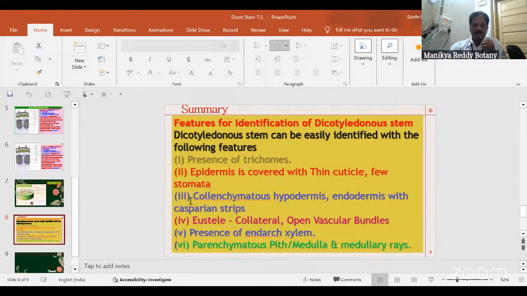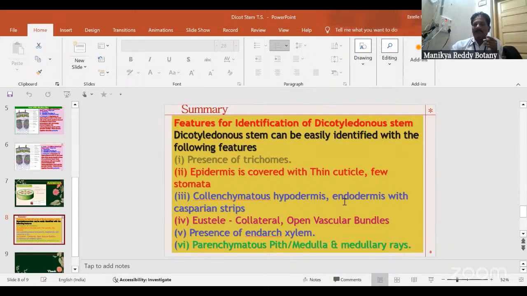This is about epidermis. And hypodermis is generally made up of collenchymatous tissue. As we were discussing earlier, the hypodermis is the outermost layer of the cortex. It is a few-celled structure. It lies just below the epidermis. It is made up of collenchyma. Collenchyma is a living mechanical tissue.